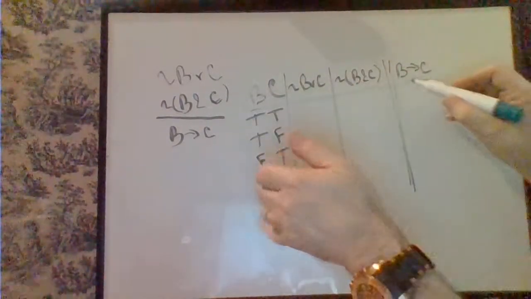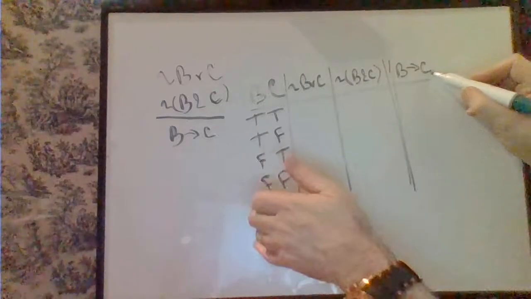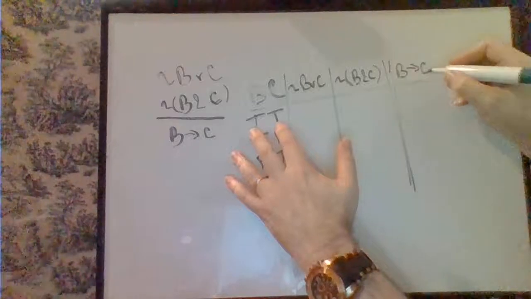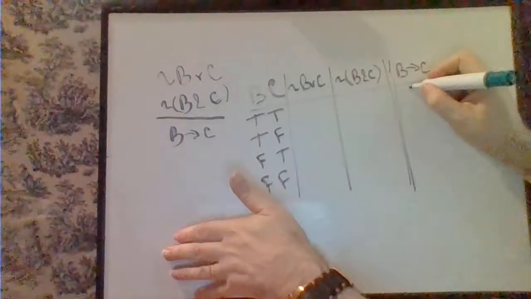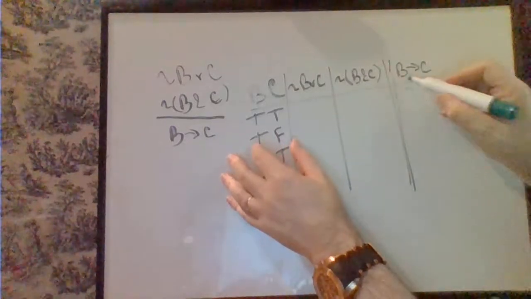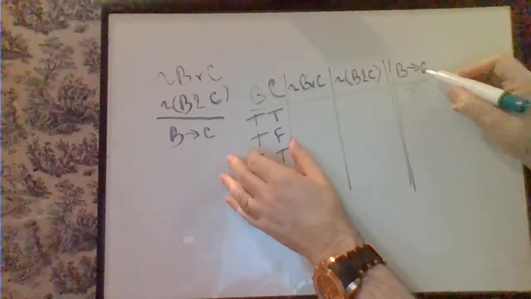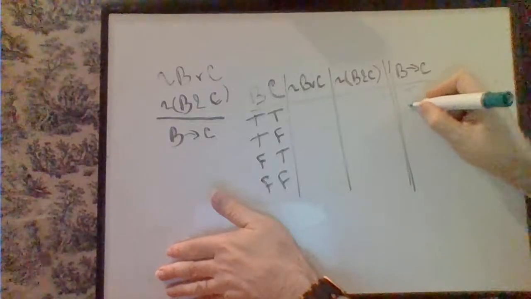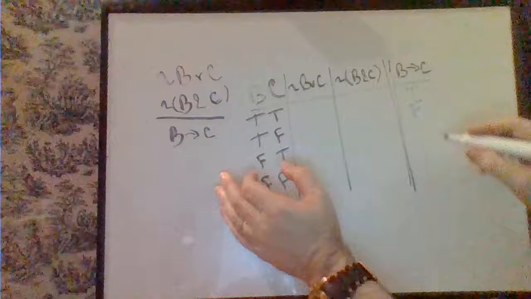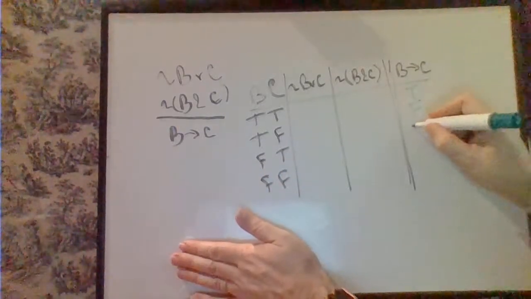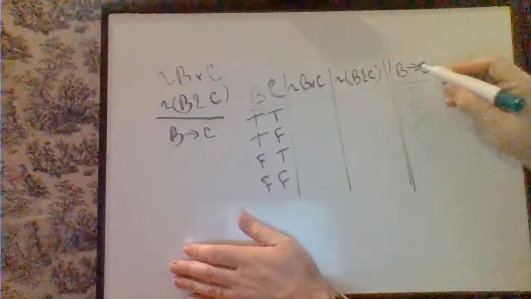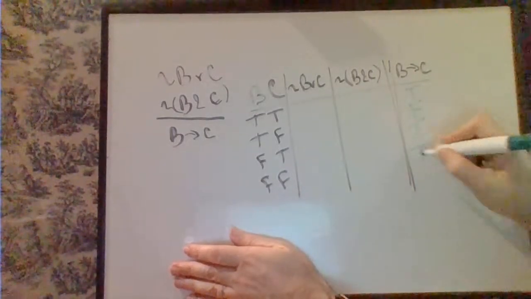In this case, if B, then C. So you're looking at your conditional chart. On line 1, B and C are both true. True, true, with the horseshoe or the arrow is going to be true. Line 2, B is true, C is false. True, false with the arrow works out as false. Line 3, B is false, C is true. False, true with the arrow works out as being true. And on the last line, false, false with the arrow is true.